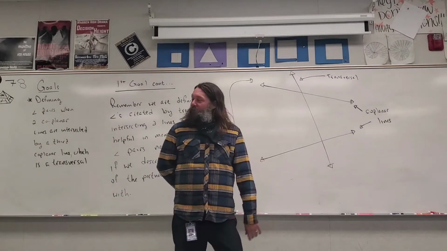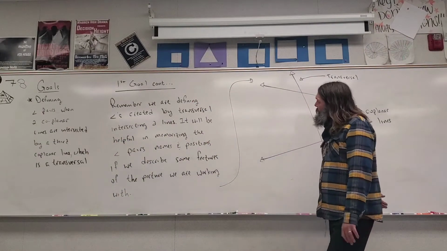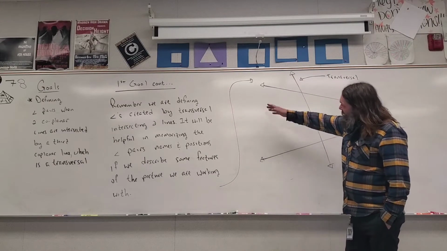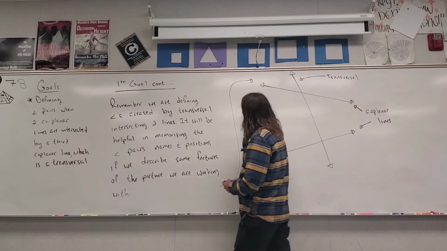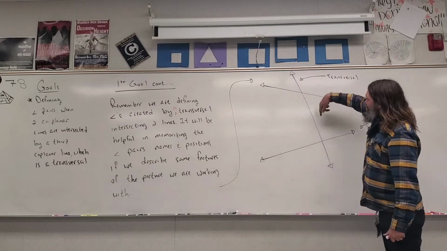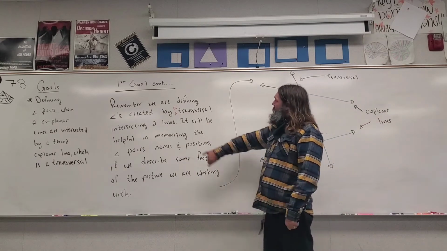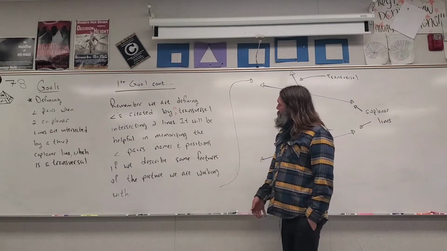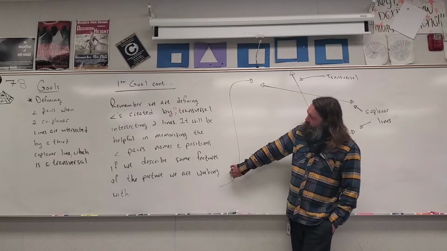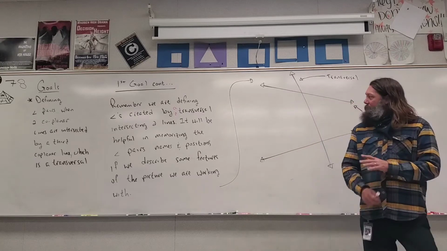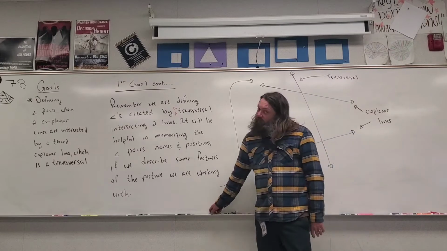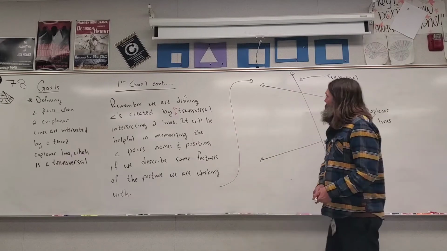I'm back. So let's go ahead and continue with our goal today. And I want to remind you that we are defining angles created by a transversal. My grammar's so bad. Created by a transversal intersecting two lines which are coplanar. It will be helpful in memorizing the angle pair names and positions if we describe some features of the picture we are working with. So I want to talk a little bit about this picture, because if we understand a few things, I really believe that will help us understand the names of these things.